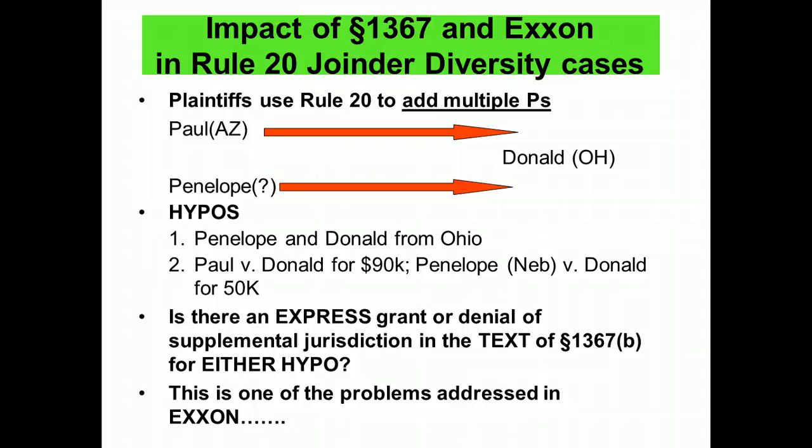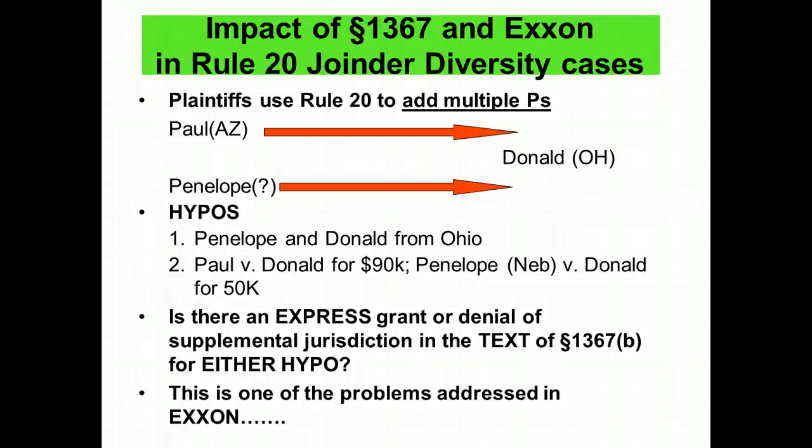In the first hypothetical I have written for you here, we'd ask ourselves, what would happen if both Penelope and Donald were from Ohio? Well, one question we'd have is this would destroy diversity. Penelope on one side of our V would be from Ohio, and Donald on the other side of the V, the other side of the controversy, is also from Ohio, which is a destruction of diversity in a diversity action.